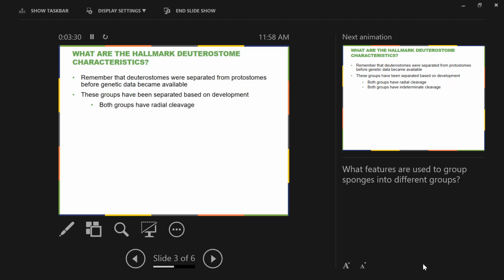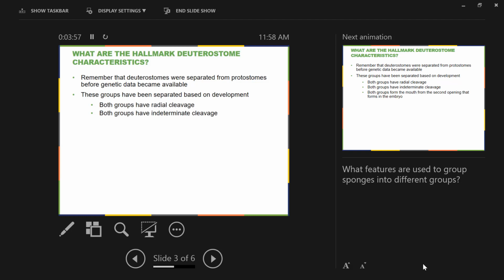And so protostomes have what type, and this is at the 8-cell stage. When you have 8 cells that have all formed from the zygote, and you basically have 2 layers of 4 cells, protostomes have what type of cleavage? Spiral, and so the 2 layers are offset. Deuterostomes have radial cleavage. The 2 sets of cells sit right on top of one another.